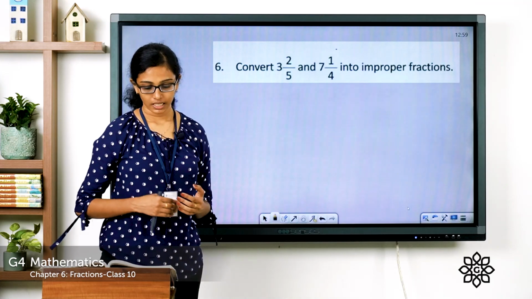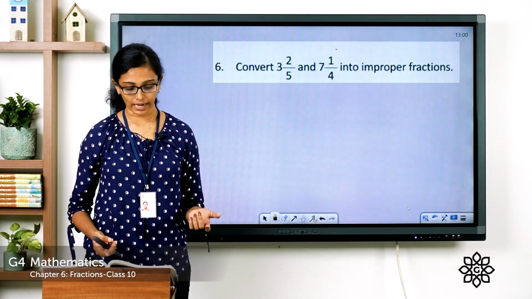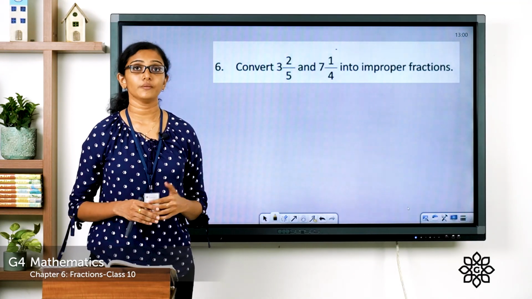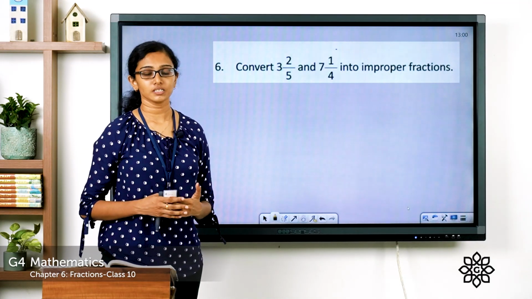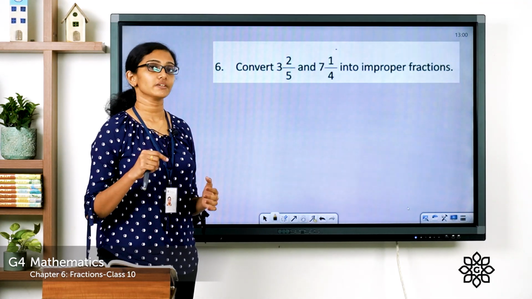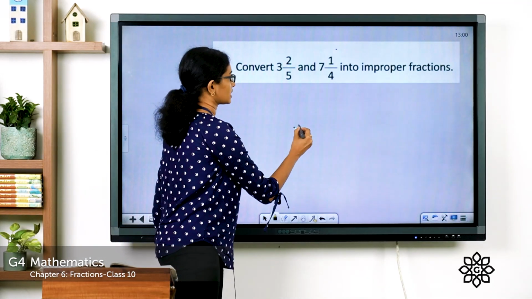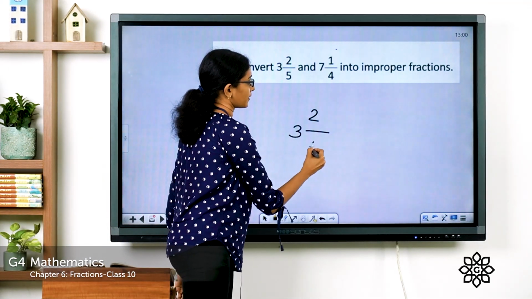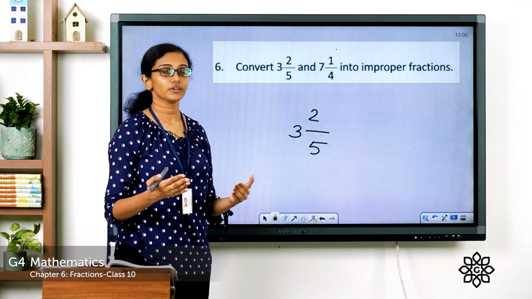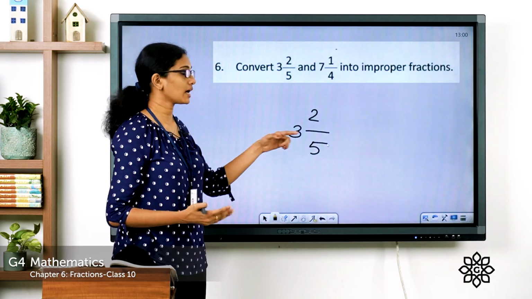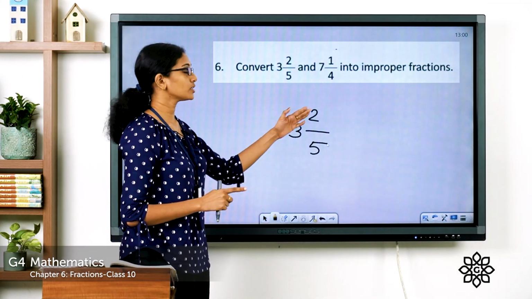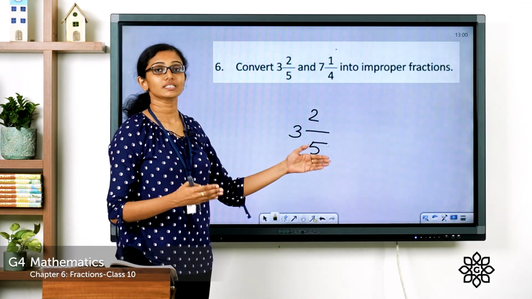Now question 6. Convert 3 and 2 by 5 and 7 and 1 by 4 into improper fractions. In this question, you are given a couple of mixed fractions, and you are asked to convert them into improper fractions. Let's see the first question, 3 and 2 by 5. How do you convert a mixed fraction to an improper fraction? First step is to multiply the whole number part with the denominator, and then the next step is to add that product to the numerator and then write it over the same denominator.